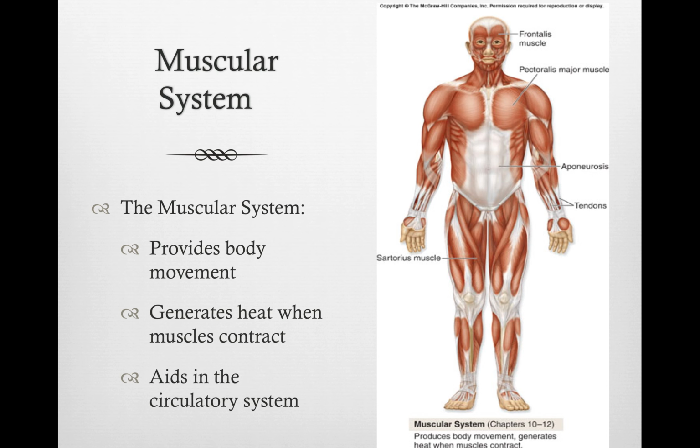The muscular system, as I've already kind of introduced you to, provides body movement, most of the external movement that we're used to thinking about and seeing. But other than that, there are a couple of different functions that we often don't associate with the muscular system, and that is that it generates heat when the muscles contract. So we can actually heat our body to a point with this muscle contraction. Additionally, it acts as a sort of second heart for the circulatory system that allows us to pump blood back to the heart for recirculation of that blood.